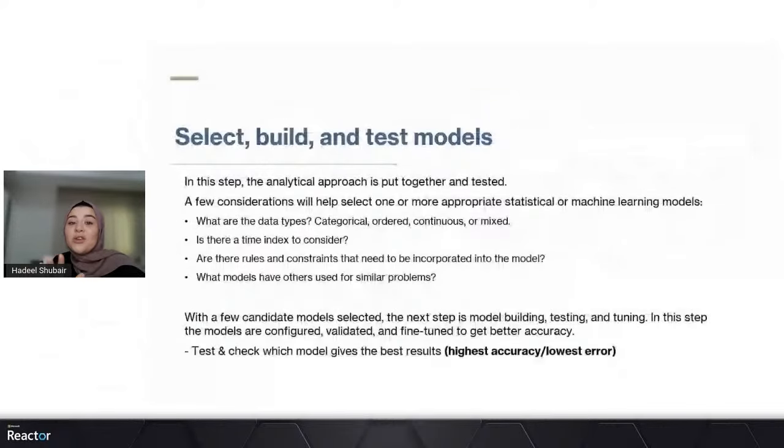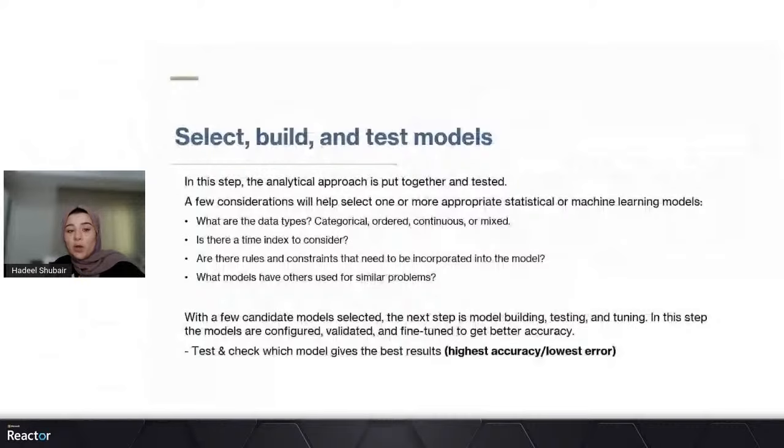So after you did all that, you split your data, you're done, you built your model. Now you want to select, build, and test the model that you have. This is where the analytical approach actually becomes tested, and this is where you ask some questions. For example, what are the data types that I have? Is there a time index? What models are used for other problems to be solved?